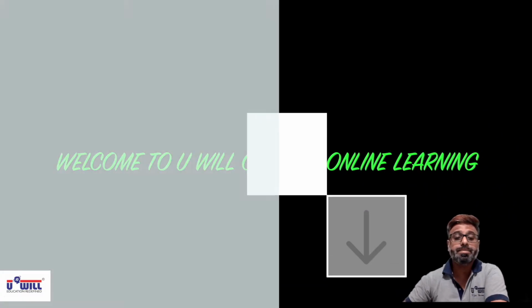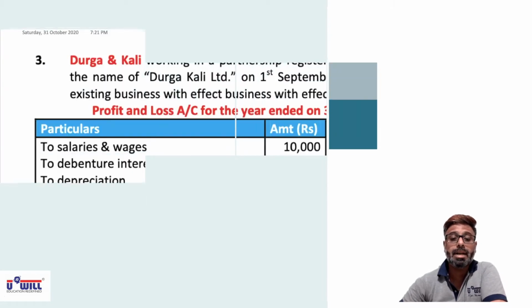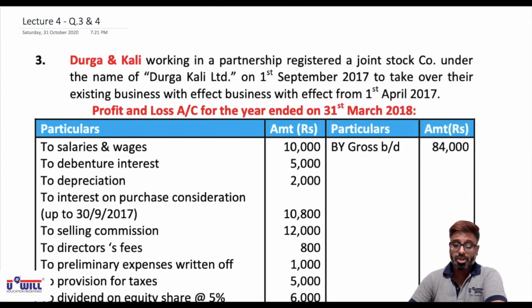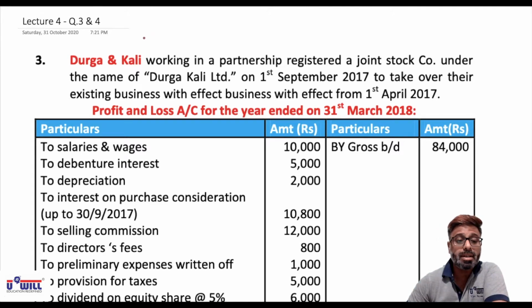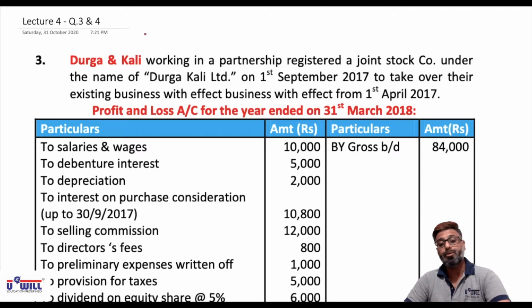Hello everyone. Now we are on to the third lecture of profit prior to incorporation. We will be solving two questions in today's lecture, question number 3 and question number 4. Before you start with this lecture, revise properly the time basis, sales basis, actual basis, which incomes and expenses are taken, and the format of the P&L statement.